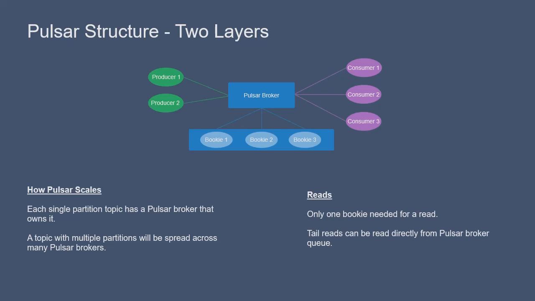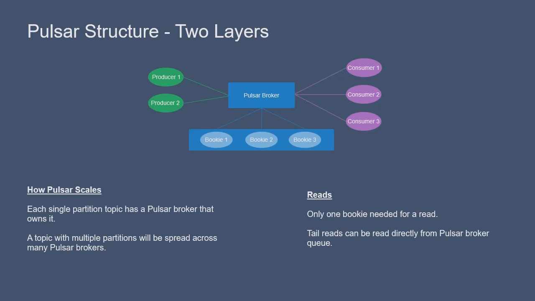A topic with multiple partitions will be spread across many Pulsar brokers, and this is how Pulsar scales. This single Pulsar broker serves all the reads and writes to the partition topic. In other words, all writes to the topic from the one or more producers and all reads from the one or more consumers go through that specific Pulsar broker.